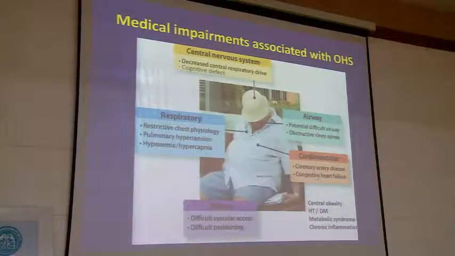Dr. Raja and Dr. Usha have made this very easy for me, so I don't need to repeat the physiology behind it. They get central obesity, they get hypertension, diabetes, hyperlipidemia, the classical metabolic syndrome, and they get chronic inflammation. And other things are that there's difficult vascular access. Positioning of these patients is very, very difficult, and they are prothrombotic.